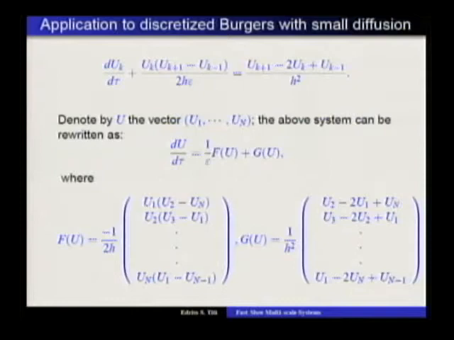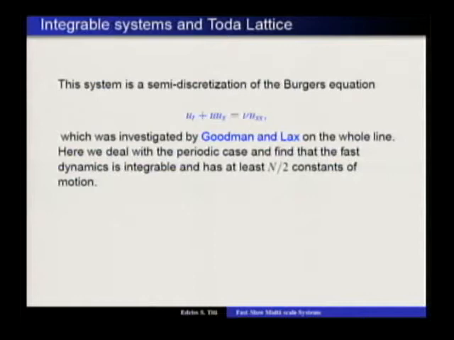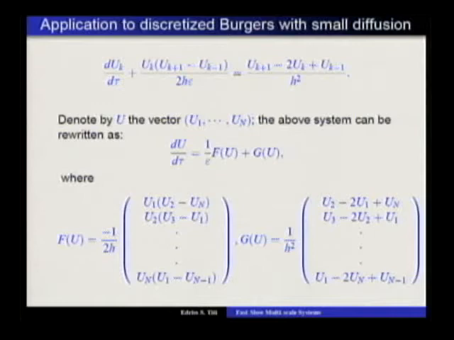So this is the fast dynamics, and this is the slow dynamics. As I said, this is some discretization of this. This was basically investigated by Goodman and Lax. And what's interesting about this particular discretization, when I look at the fast dynamics alone, du/dt equals 1 over epsilon F, this system of ODEs, it happens to be an integrable system. Something completely different than what I was doing here. Integrable system means it has lots and lots of constants of motion which are independent of each other. And therefore, I have lots of these I's or nu's, basically, that I can integrate. A lot of slow features that I can integrate.